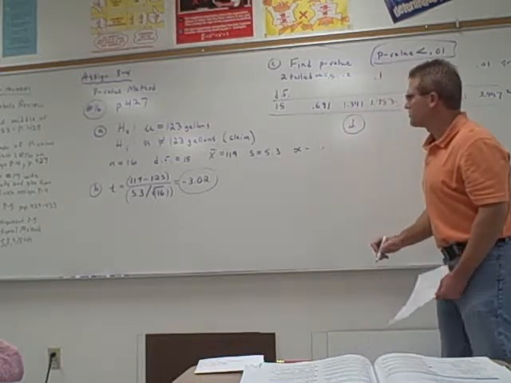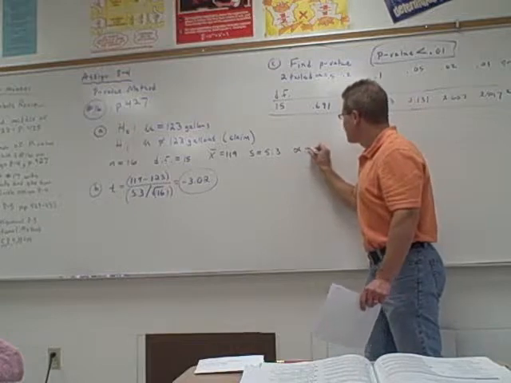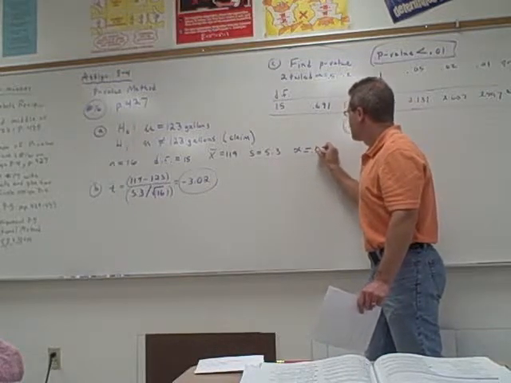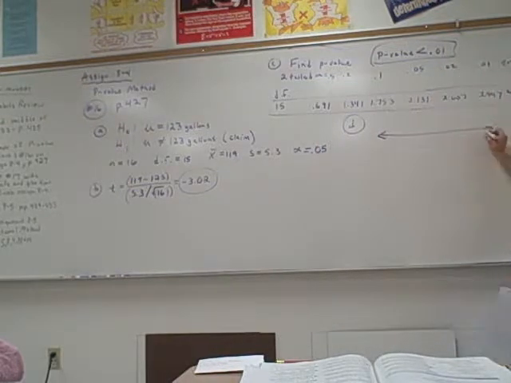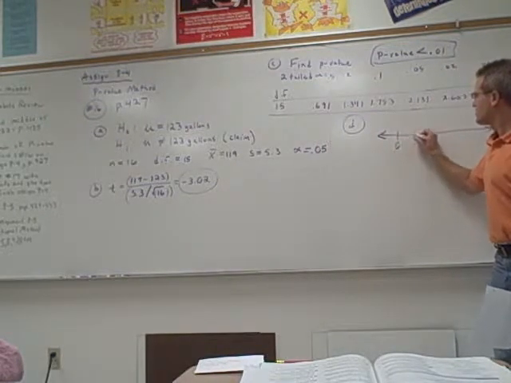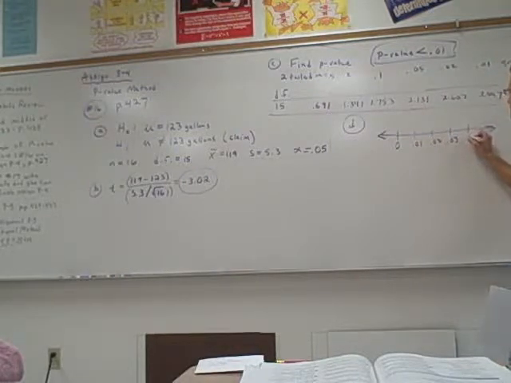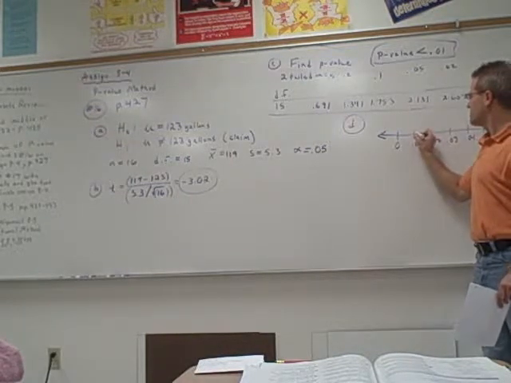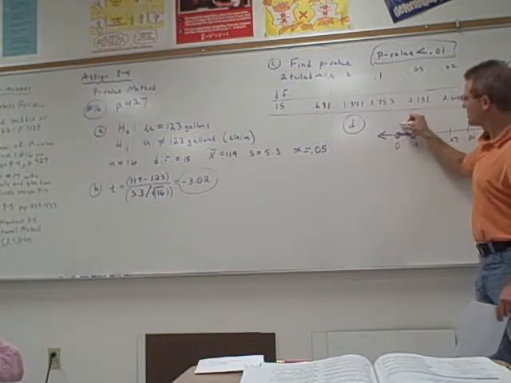Step D, we have to decide to reject or not reject the claim. Well, my alpha, which I erased, what was alpha here? 0.05? Yeah. Okay, so let's look at a number line here. Here's 0, 0.01, 0.02, 0.03, 0.04, 0.05. My p-value is something less than 0.01. So my p-value is something down here. Can't be negative because p-value is an area. So it's somewhere in here.